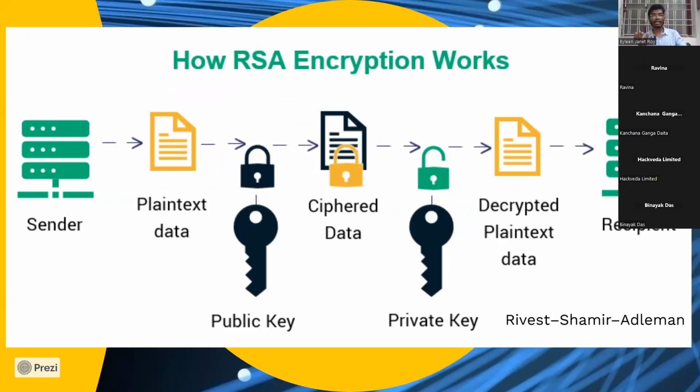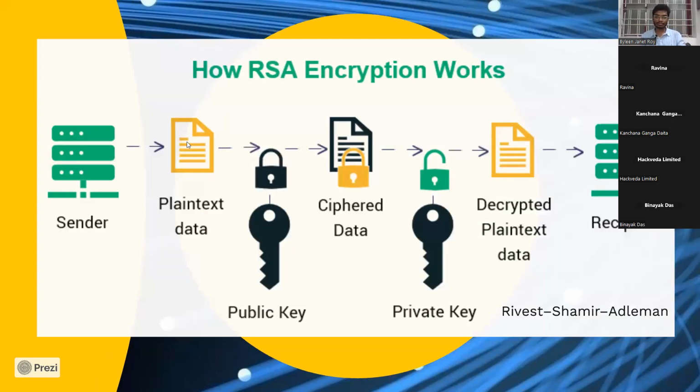Basically, RSA is an encryption method which uses a public and a private key. I said earlier about the public key and private key, which are used in asymmetric encryption, where the sender has the plain text data, which uses the public key to change into the ciphertext, and then the private key to turn it into the deciphered plain text. Deciphered plain text and plain text are the same, and it will be received by the recipient. That is how the common RSA algorithm works.